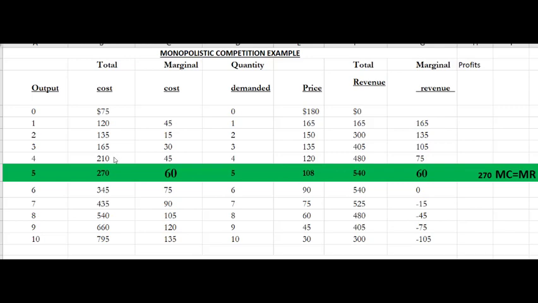So take a look at the table, absorb it, take a picture with your phone if you need to, and try this on your own. Practice. That's the only way you get good at this. Keep on practicing. MC is equal to MR.